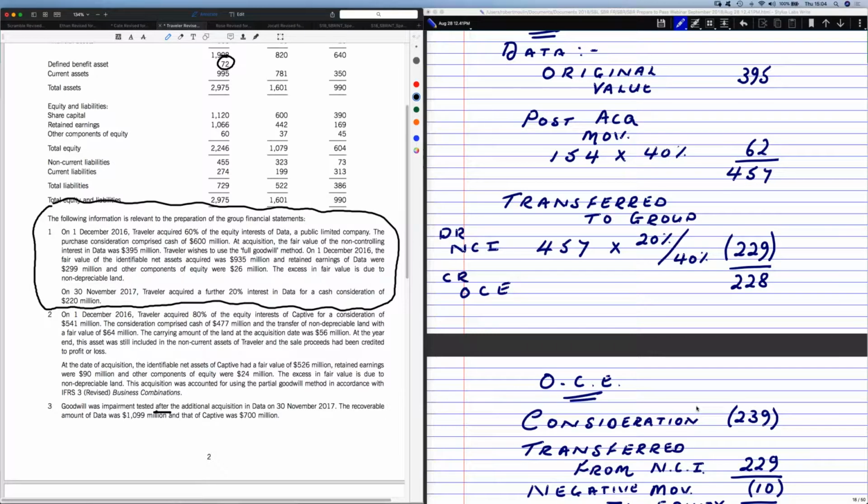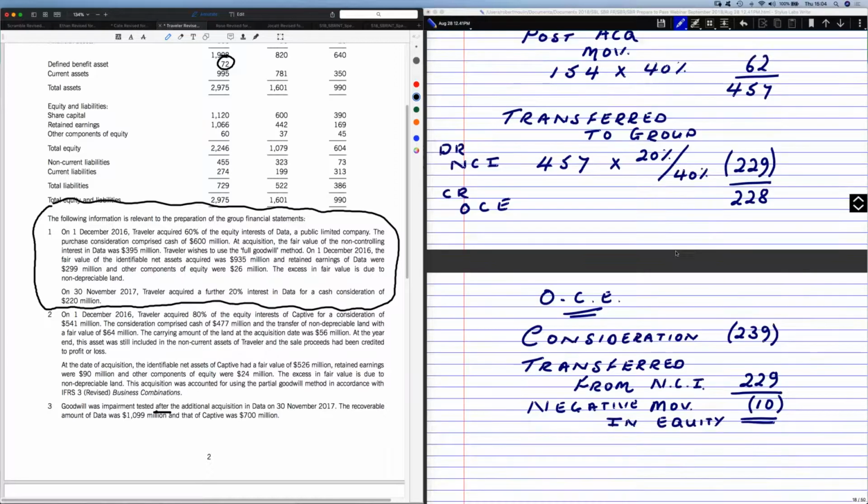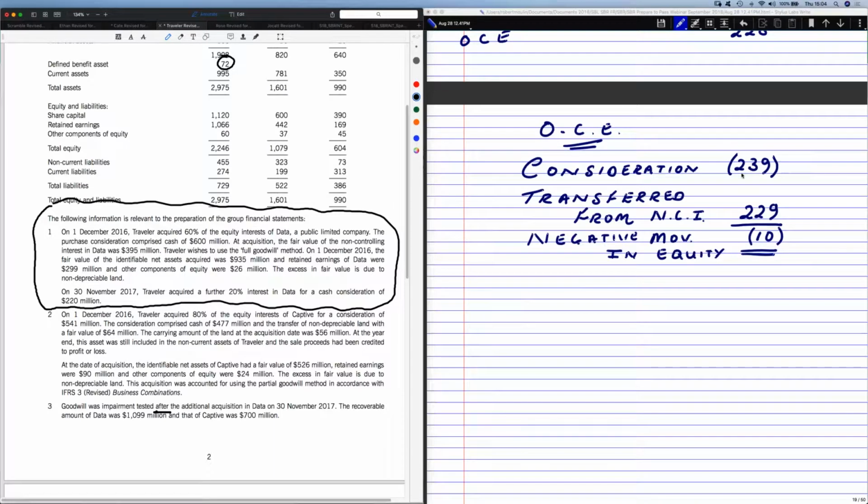Now, before we have a break, I've got a quick question from Sean saying, I don't understand where 239 came from. Sean, remember, I just quickly changed the question to see what your response would be if it was a consideration of 239 and not 229. So let me change it to what it is, of course, which is a figure of 220, which is giving us a positive movement in equity. Okay, I know that's a bit rough. So there is the answer.